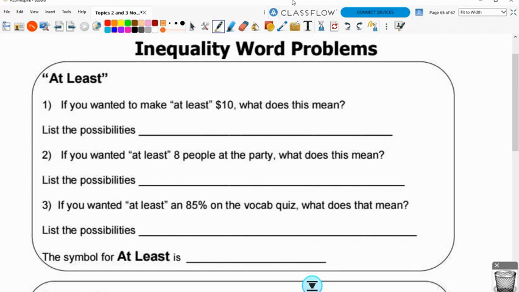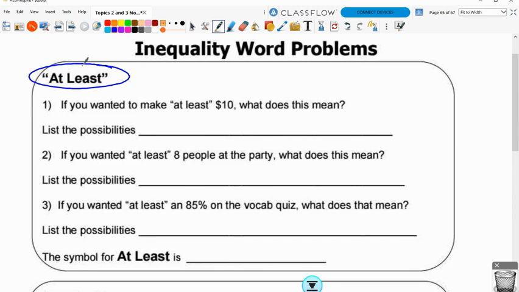In the next section, we're going to look at inequality word problems, okay? And there are some key words that give away if you're working with an inequality versus an equation. One of those key words that we're going to see here are the words at least. If I see the words at least, I know I'm going to be working with inequality. But the question is, which inequality are we going to be using?